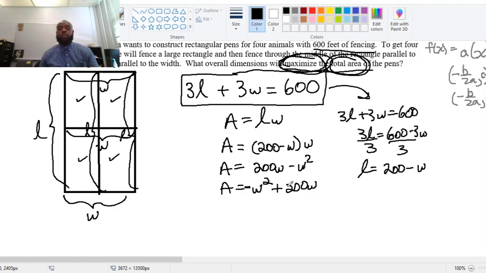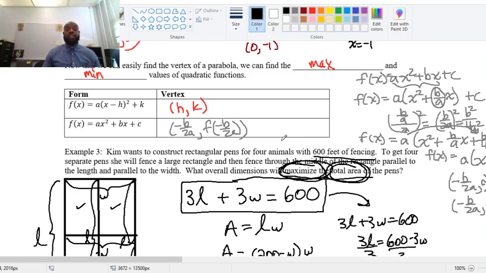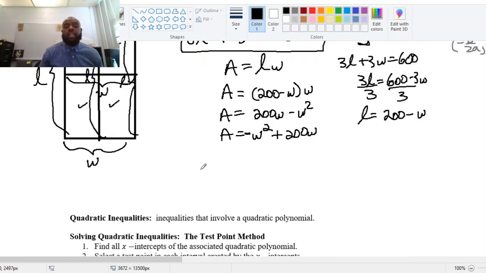And notice here, this is a parabola. My A is a negative, and I can figure that out. All right. So you can complete the square and write it this way and use H, K, or you can use this formula here and you find negative B over 2A. You know what? Let's go ahead and do it. So I have my function equals negative W squared plus 200W. My B is 200. And my A is negative 1.